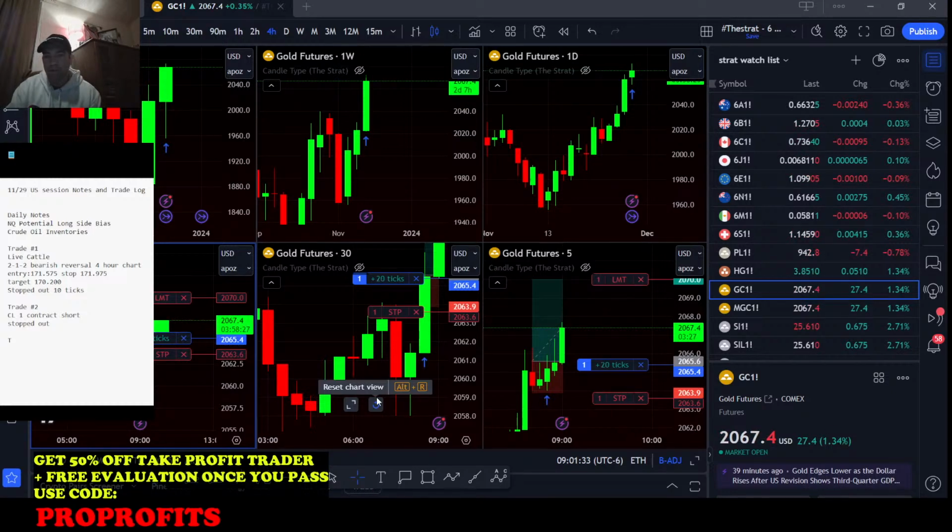Once it starts getting close to the target, pull back and take profit. If this thing starts pushing up above 30, I'm going to take profit on strength on it.